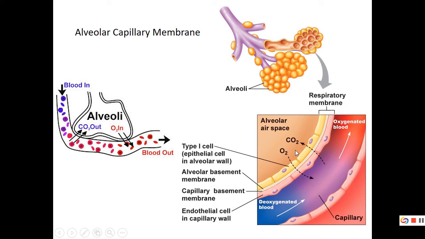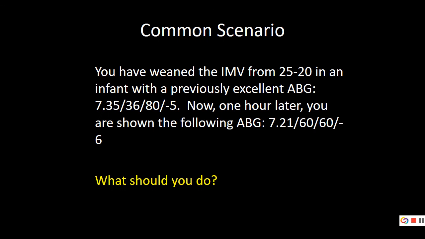So remember that very first slide I showed you, the BPD, this membrane gets thickened. It's harder for the gas to diffuse across it. And there's lots of important cells here. There's these type 1 pneumocytes, or type 1 alveolar cells. Then there's a capillary basement membrane, an endothelial basement membrane, and endothelial cells. So this alveolar capillary membrane is crucial to our patients, especially the ones that develop BPD. So that's what we're trying to minimize injury at this level.